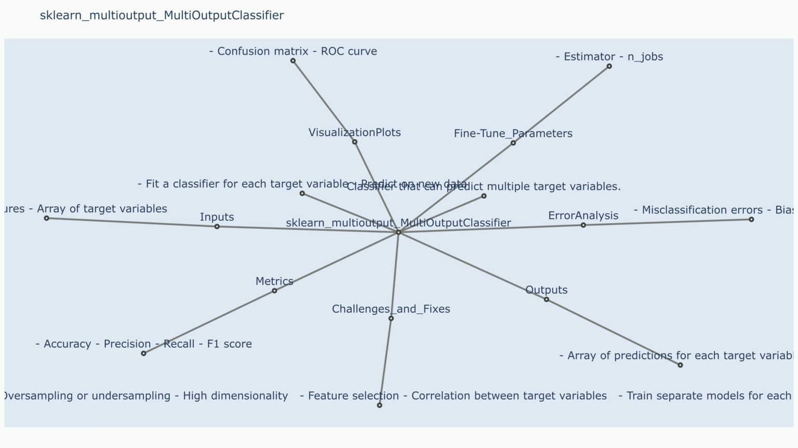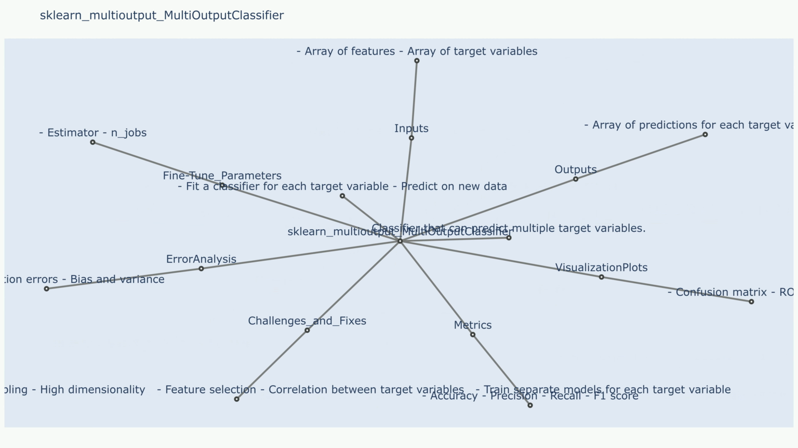sklearn.multioutput.MultiOutputClassifier. Description: The multi-output classifier is a scikit-learn estimator that combines multiple estimators to predict multiple target variables, each of which may be a different type. It handles multi-output classification problems, where each sample has multiple target variables, each of which can be a discrete label.